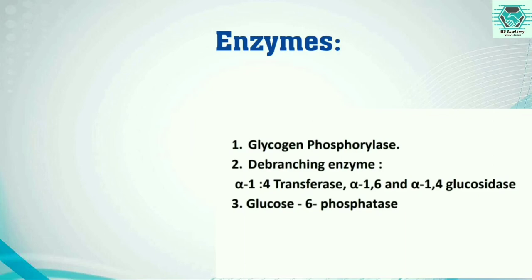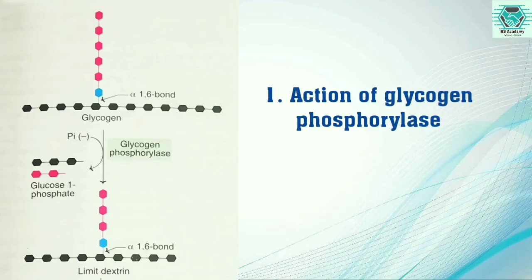The main enzymes of glycogenolysis are number 1, glycogen phosphorylase; number 2, debranching enzyme, which includes alpha-1,4 transferase and alpha-1,6 and alpha-1,4 glucosidase; number 3, glucose 6-phosphatase. The reaction steps of glycogenolysis include number 1, action of glycogen phosphorylase.